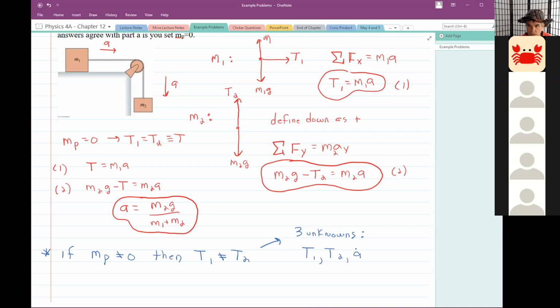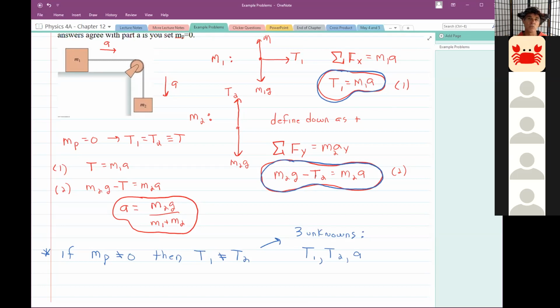Well, these equations up here still apply, right? Because I wrote them as T1 and T2. I didn't assume that the tensions were the same. So right now, I have 2 equations, but I have 3 unknowns. I don't know tension 1, I don't know the acceleration, and I don't know tension 2. I need a third equation.